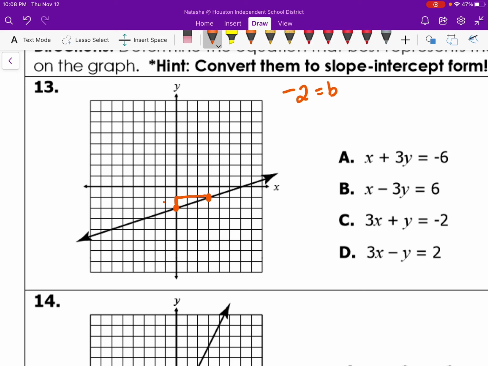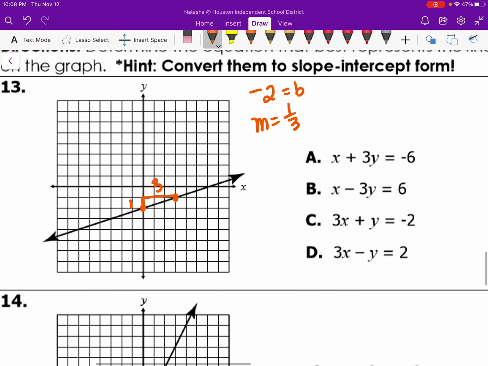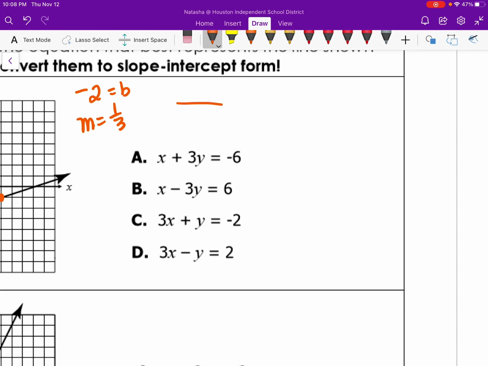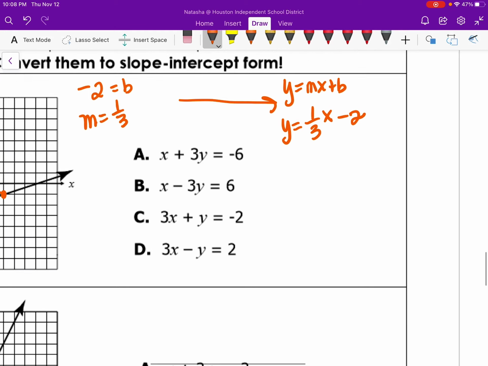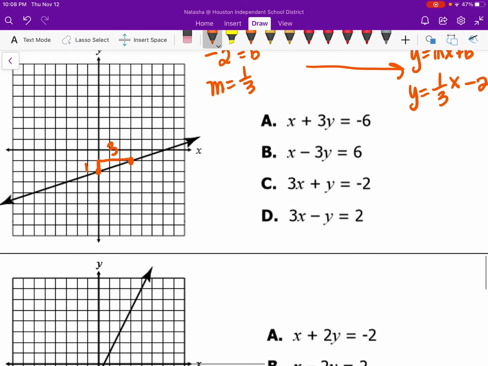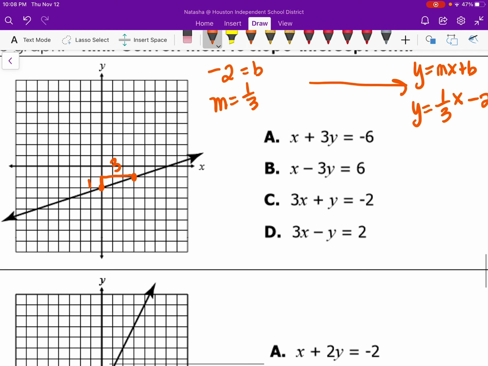So I'm going to rise up, and then here I'm going to run. My rise up was 1 unit, and my run was 3. So my slope is going to be 1/3. Okay, now when I'm writing it in slope-intercept form, that's the form y is equal to mx plus b. So in place of y, I'm going to leave that. In place of m, I'm going to put positive 1/3. Then I'm going to leave x, and then I'm going to put -2.